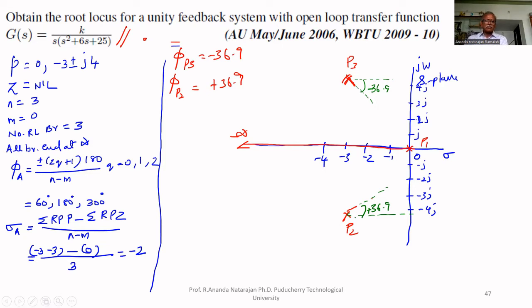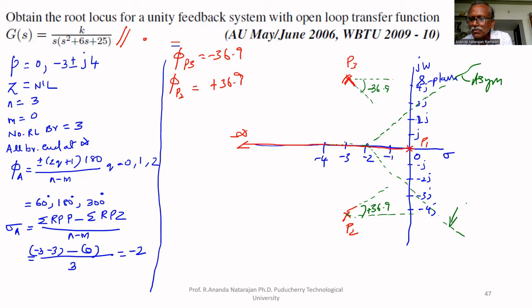Now we have to draw the asymptotes. Three asymptotes, they are meeting at minus 2. One asymptote is at 60 degree. Another one is at minus 60 degree, that is 300 degree. The third one is 180 degree. These two are asymptotes, and this is also an asymptote.